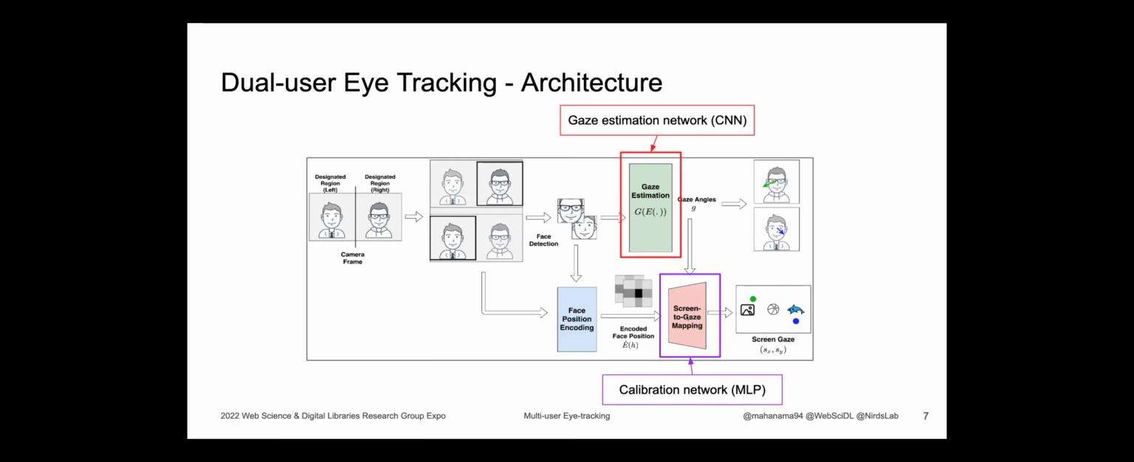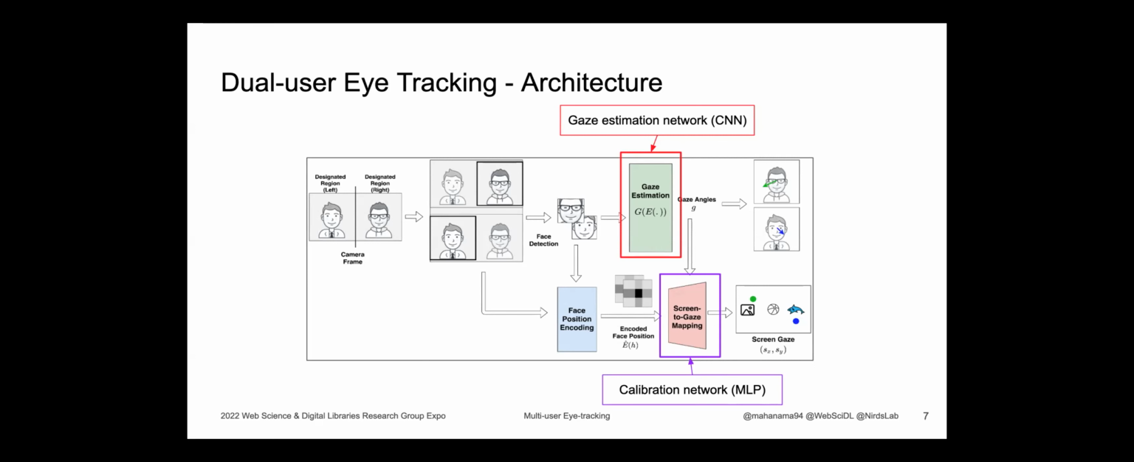What the screen to gaze mapping does is use these gaze angles and provide information about the gaze position in terms of screen coordinates. In addition to the gaze angles, the screen gaze mapping model also uses encoded face positions, which provide information about where the face is located with respect to the overall camera frame.